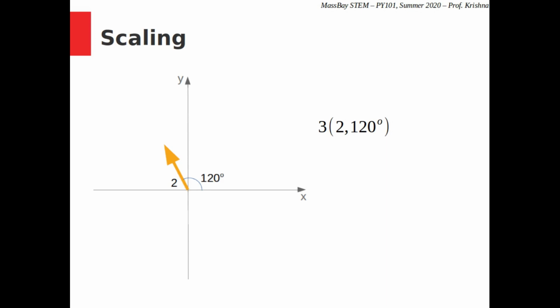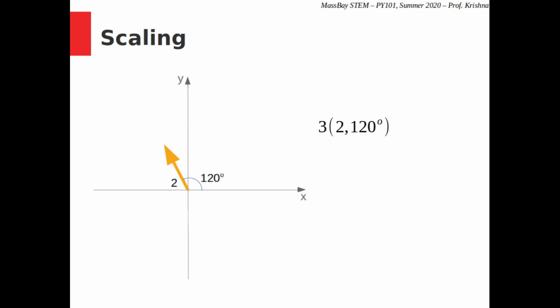The second operation we'll look at is called scaling. Scaling is a form of multiplication. It always involves a scalar and a vector. Unlike addition or subtraction, scaling can be done in either polar or Cartesian. We'll look at polar first.